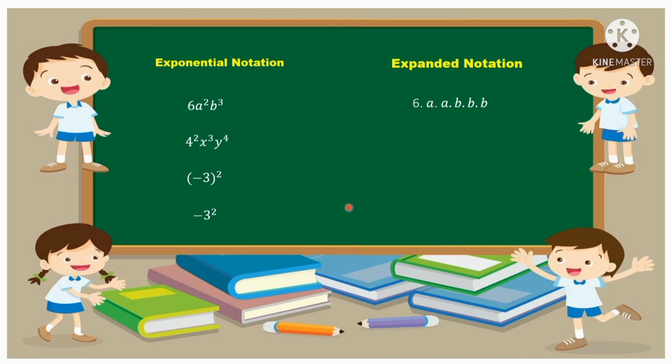How about 4 squared x cubed y to the 4th? Since 4 is raised to the power of 2, then we write it twice. Then x cubed, so x is raised to the cube, so you write it 3 times. And the last is y to the 4th, so you write it 4 times. In this number 3, the quantity of negative 3 squared, how are we going to write this one?